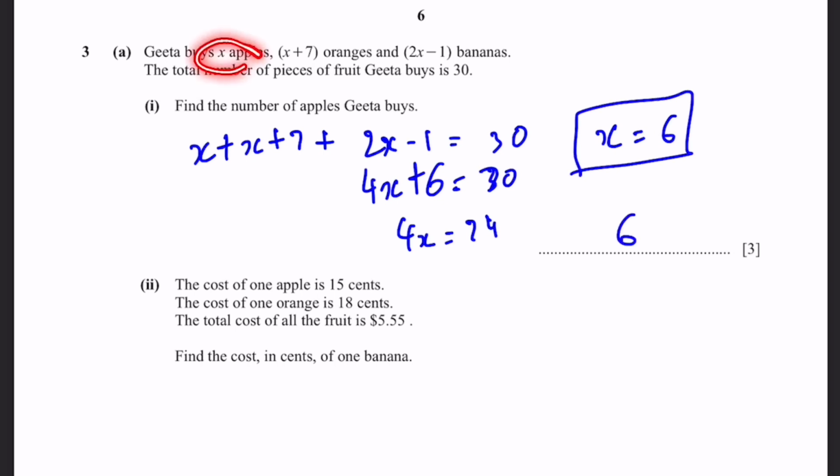So that's the number of apples, X apples. 2. The cost of one apple is 15 cents. The cost of one orange is 18 cents. The total cost is $5.55. Find the cost in cents of one banana.